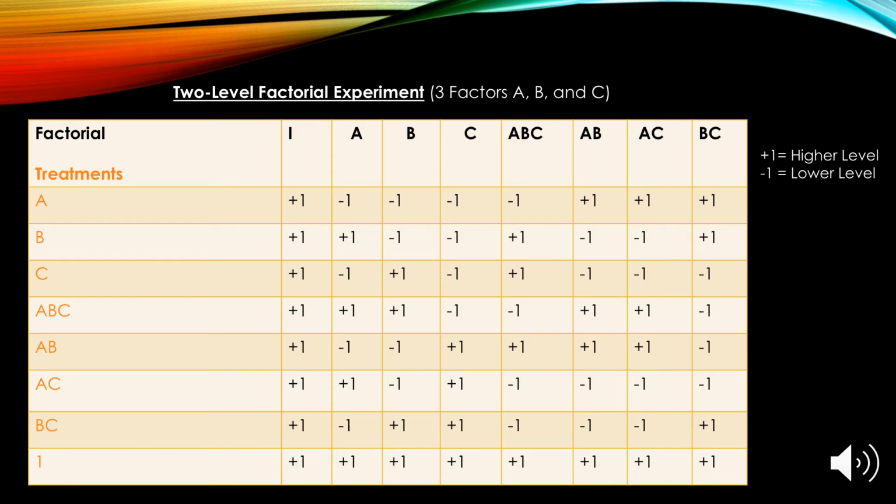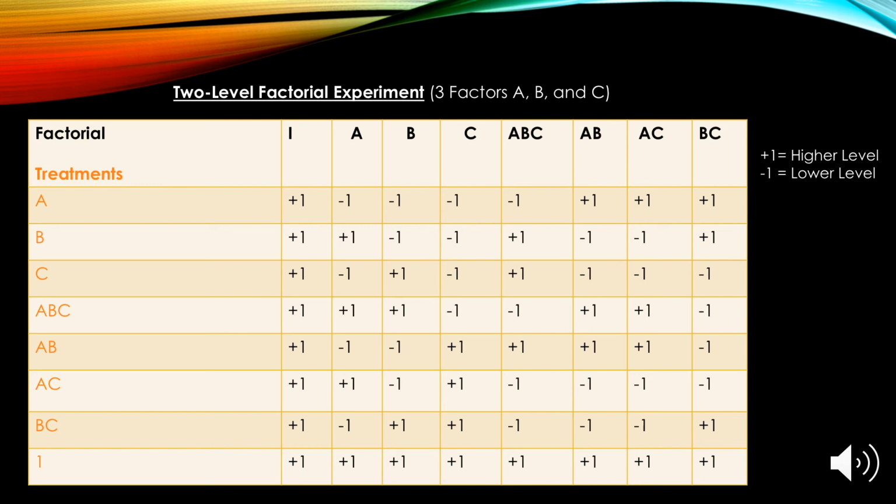So now we have a two-level factorial experiment with three factors, A, B, and C. Having these three factors with two levels results in 8 different treatments, and these 8 different treatments are all on the left side in orange. We have +1 for higher level, -1 for lower level. And what we want to do is reduce this number of treatments by 1/2. This is how we get our fractional replication.